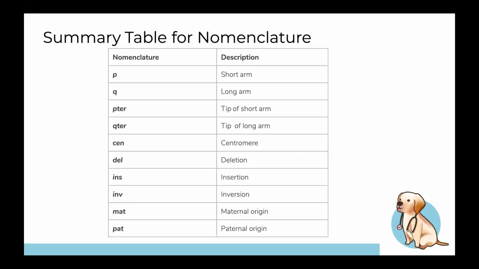This is a summary table of all the nomenclature. A lot of it is self-explanatory: del for deletion, ins for insertion. I'll leave you to have a look at it in your own time, but it's more something that you can refer back to if you ever get confused about all the shorthand notations.